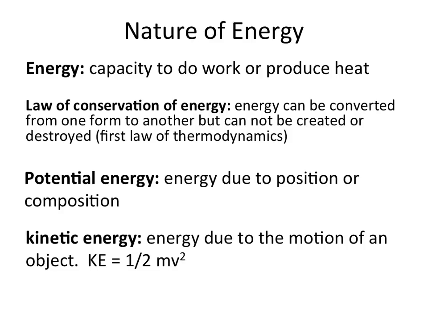Now, all energy can either be defined as being potential energy or kinetic energy. Potential energy is associated with an object's position or its chemical composition, while kinetic energy is the energy due to the motion of a specific object. Kinetic energy is going to be directly proportional to the mass and the velocity of the object that's being observed. So the two ways that energy can be defined in a generic way are either being potential or kinetic.